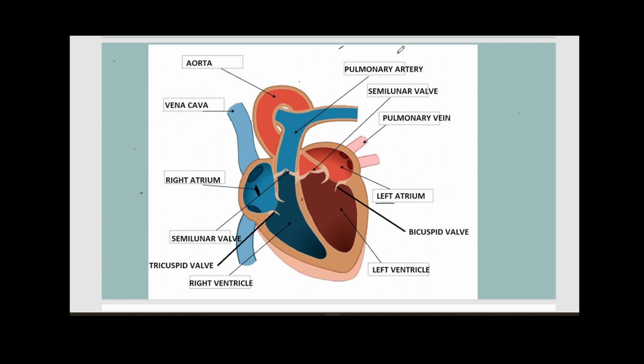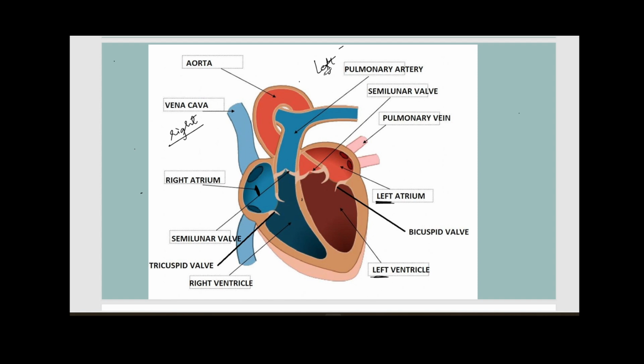So now let's talk about the structure of the heart. First of all, you must know that whenever we are looking at any organ in biology, on your right hand side it is always the left of the organ, and on your left hand side is the right of the organ. So that is why you see here they have written left.